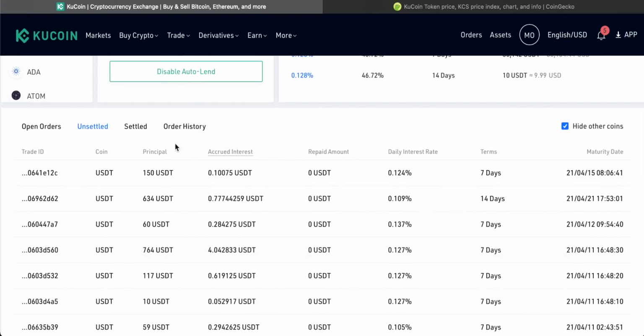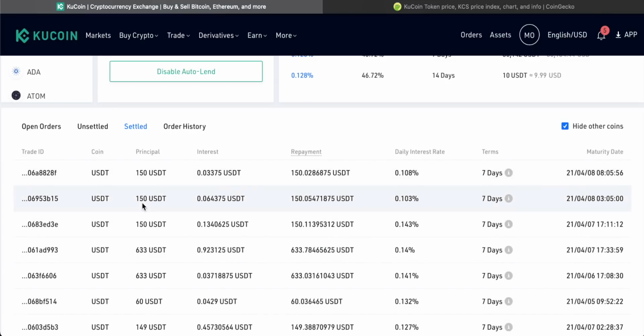Then we can move over to the settled amount right here. These are all of the trades that have actually been settled. So I lent the money out and the borrower has then come back and paid it back with the interest. The most important thing to note here is the total interest paid. On this loan, which was 150 bucks, I got paid around 4 cents in interest. On this loan at 150 bucks, I got paid 64 cents in interest. Why is the difference so big between these, even though the principal was exactly the same? Well, firstly, the daily interest rate was slightly different, but that's not the biggest reason.